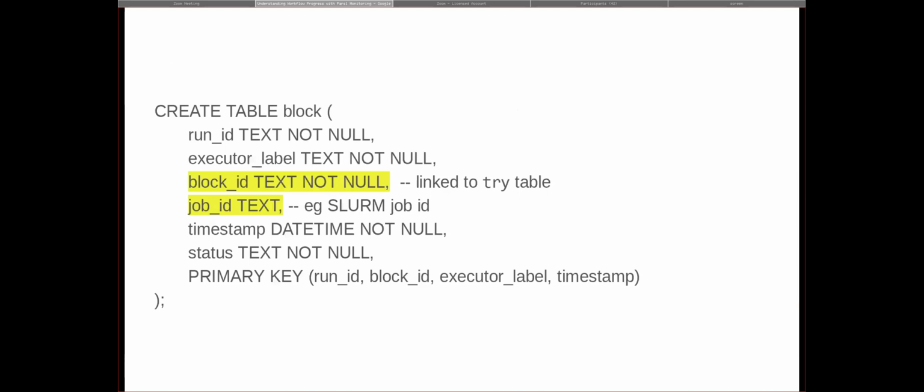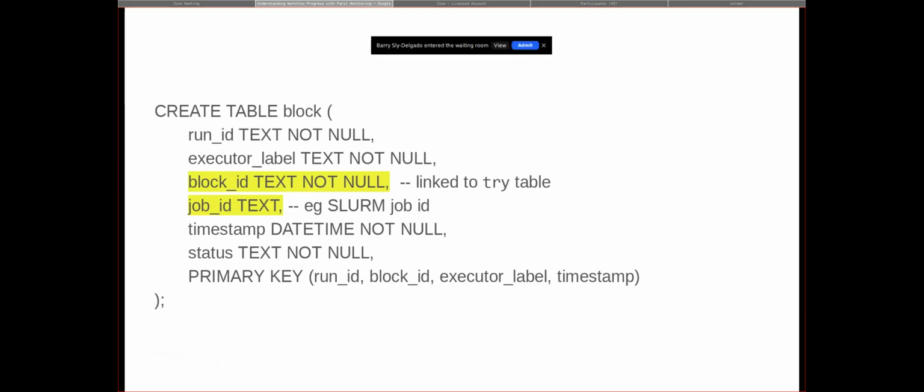There's the block table. You just get a block status and a timestamp every now and then. The interesting links are that you get a job ID, which, say it's Slurm, is the Slurm job ID. And there's also a block ID, which a try table entry says which block it's running in. So this lets you say, well, this task executed in a funny way.